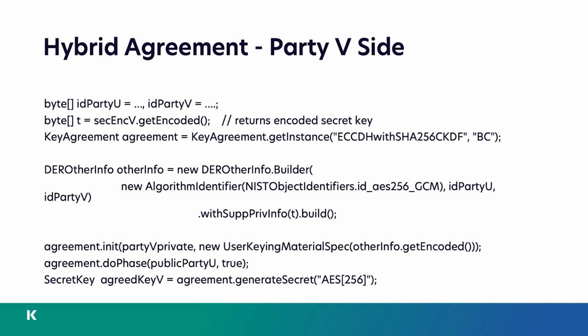Then we can do the key agreement using the do phase. This time we use party U's public key, and now that we've done the agreement, we can generate the agreed key, and if we did everything okay, we should have the same agreed key.